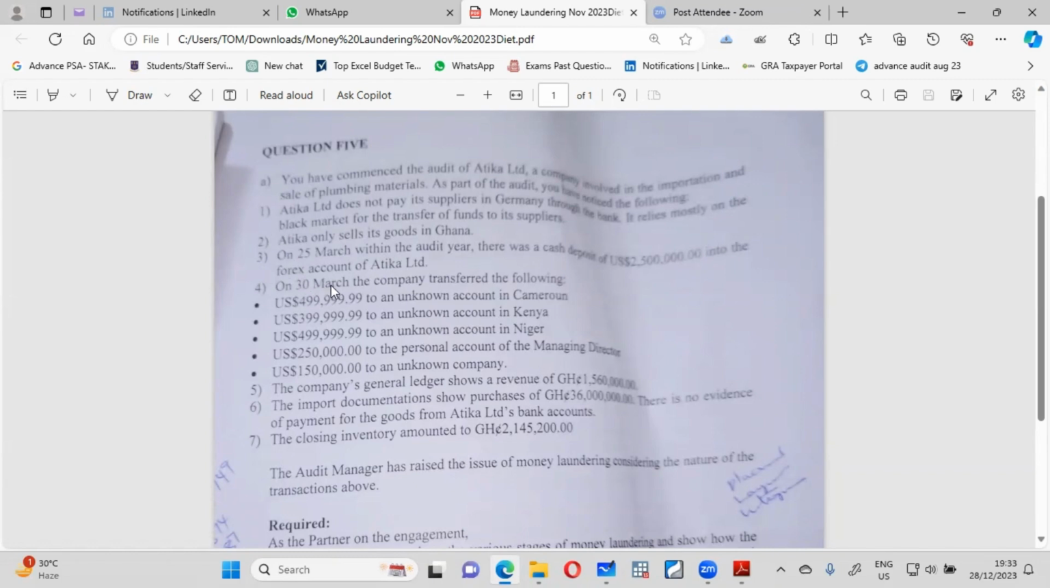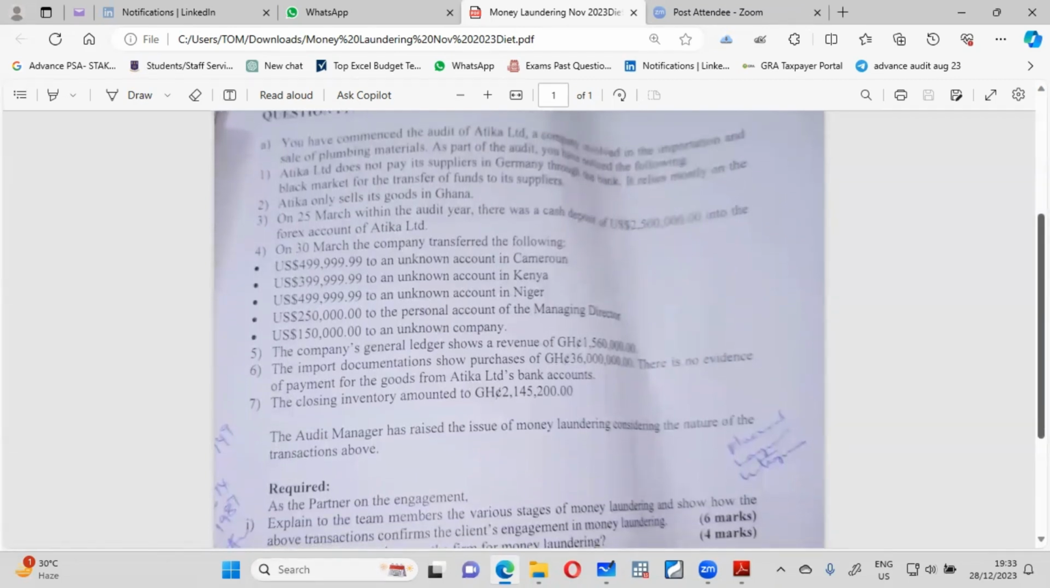Okay, no problem. On March, the company transferred the following: 499,999.99 to an unknown account in Cameroon. 399,999.99 to an unknown account in Kenya. The same 499,000 to an unknown account in Niger. 250 to a personal account of the managing director. 150 into... please, what is that? What do you see here? Layering. That is layering. All right, good. Yes. All right, that's fine.